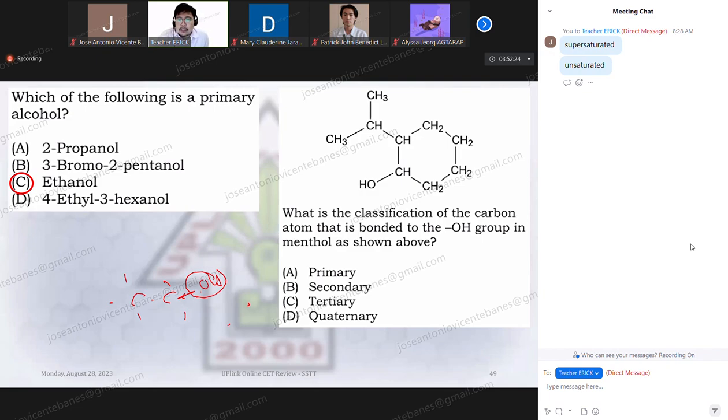Next, what is the classification of the carbon group that is bonded to the OH group in the molecule shown above? So basically, this is the carbon group that we're talking about and the OH group. Now, is this primary, secondary, or tertiary? Correct, this is what you call your secondary alcohol. Not primary because this is not situated at the end, but this is a secondary alcohol, situated at the middle with two carbon chains located with your OH group. Okay?